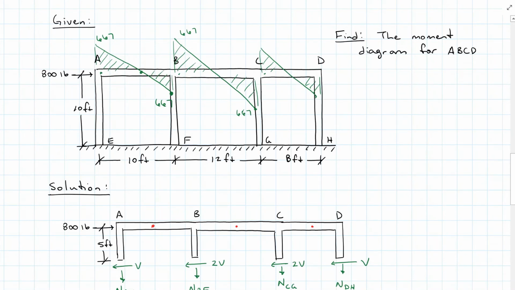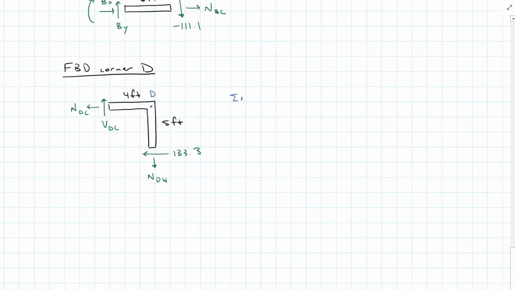The last moment that I need is from C to D, and I think I'm going to take corner D, a little bit smaller free body diagram for me to deal with. Again, summing my moments about D to take care of the normal forces that I don't want to solve for. I have shear DC times 4 feet and the 133.3 times 5. And I find that shear DC is equal to 166.7 pounds, and it is acting down.